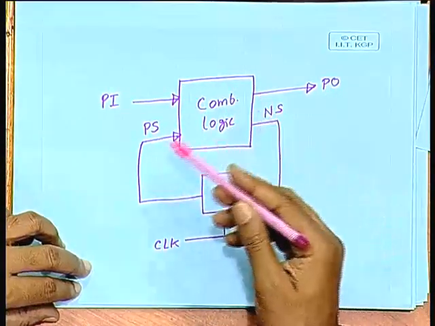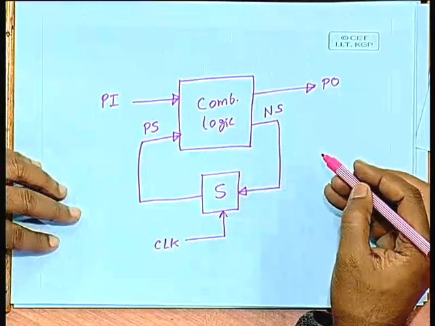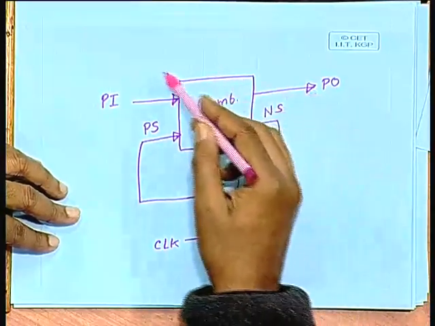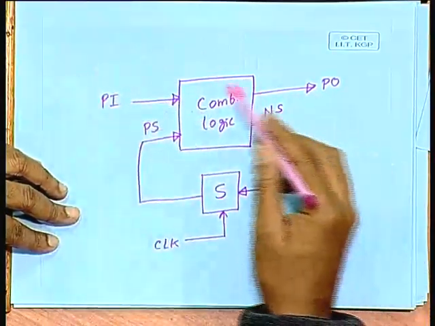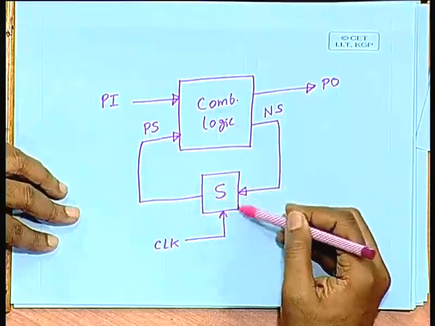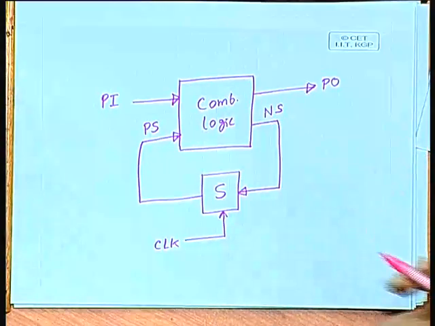So, if you follow that particular design style, you will be getting a circuit where the model will be like a conventional circuit. The state generation will be through flip flops and the remaining will be through the combination part. Okay, fine.